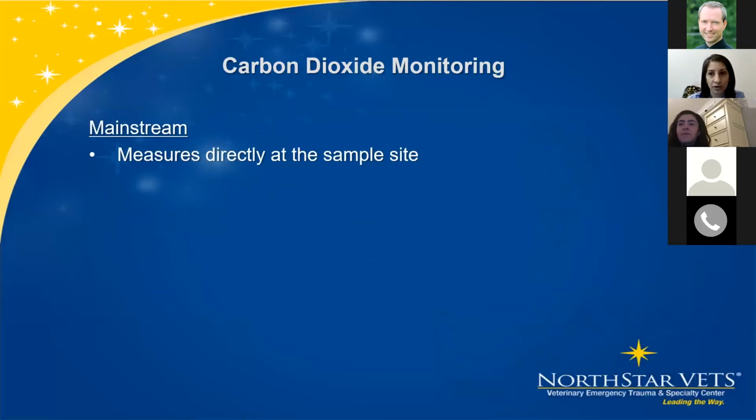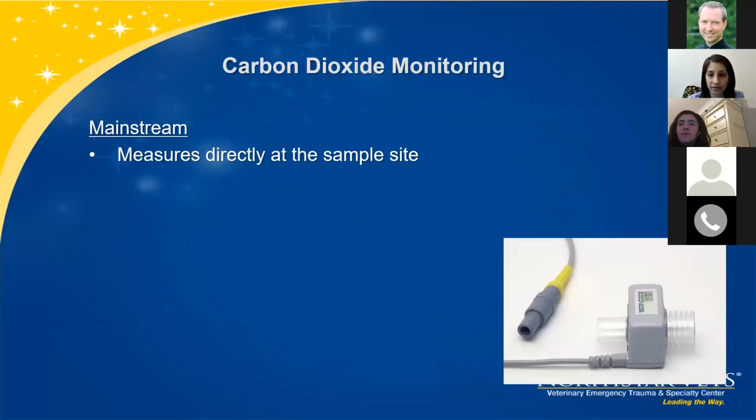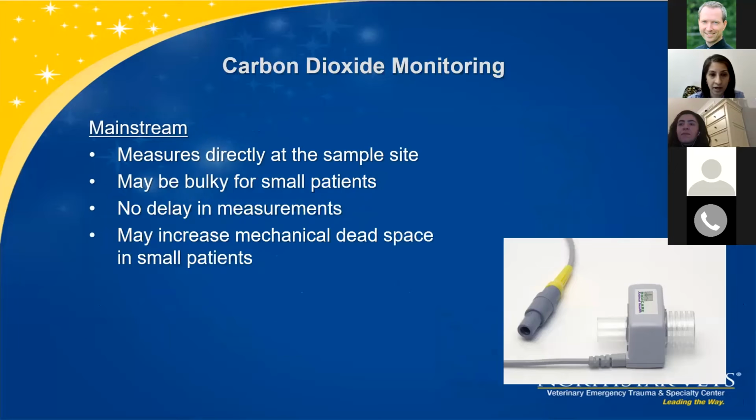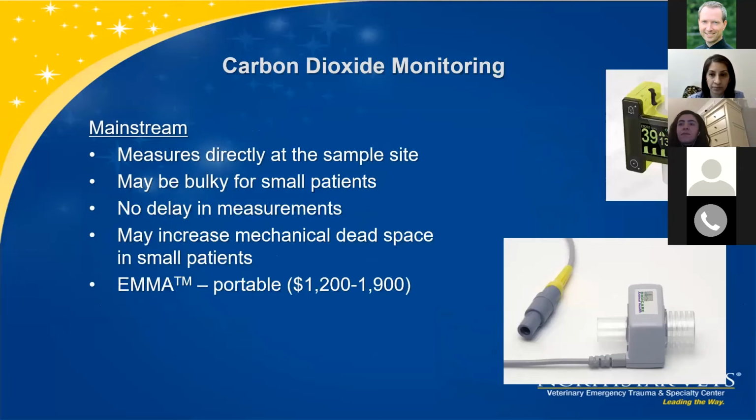There are two types of sensors for CO2 monitoring, and one of those is the mainstream sensor. Mainstream units look somewhat similar to that. They measure directly at the sample site. So it may be bulky for small patients, which could be quite a heavy unit sitting on there, but there is no delay in the measurement. It takes it right away. May increase the mechanical dead space as well for small patients.